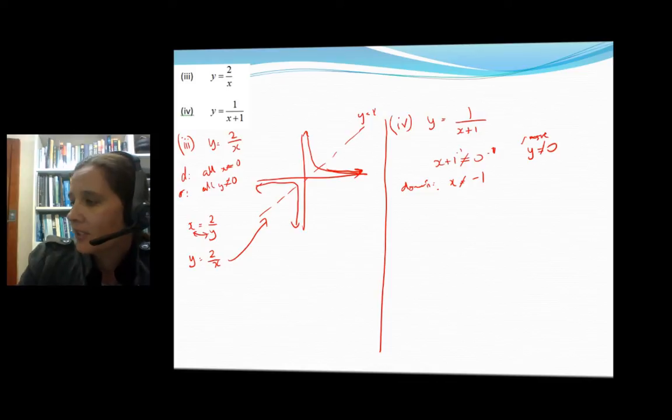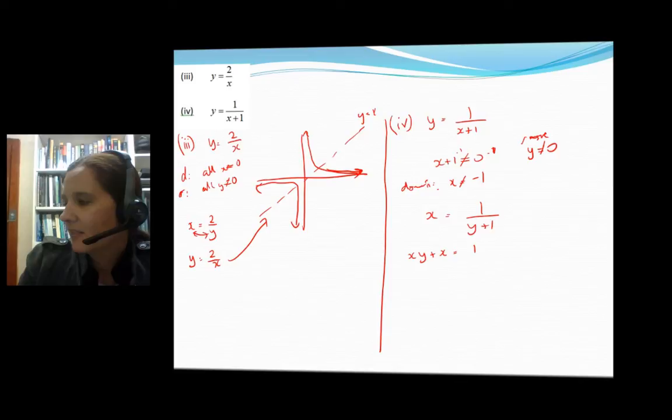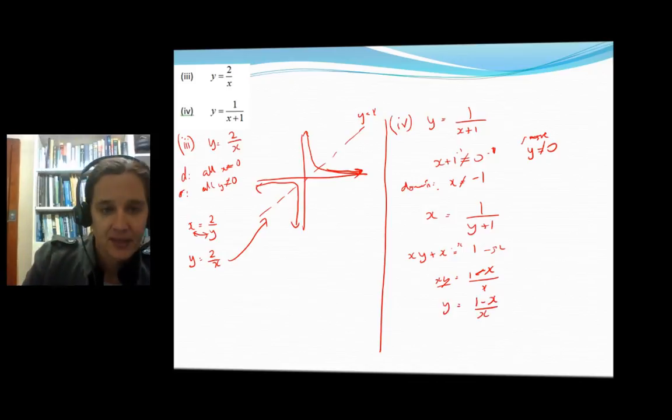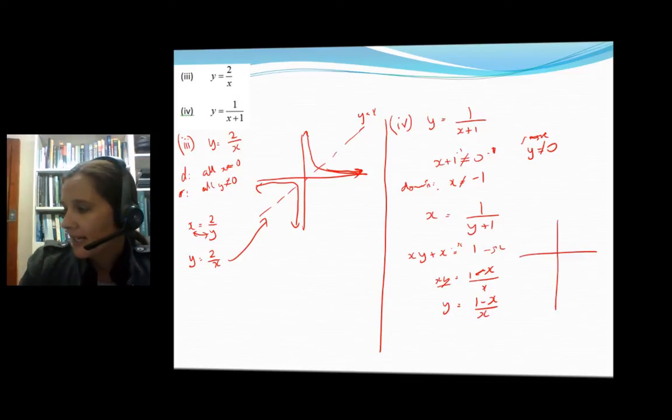If we want to find our inverse, we say x is equal to 1 on y plus 1. We multiply across, xy plus x is equal to 1. So here we move this over, so minus the x on both sides here. xy is equal to 1 minus x, and dividing by x, here y is equal to 1 minus x on x there.